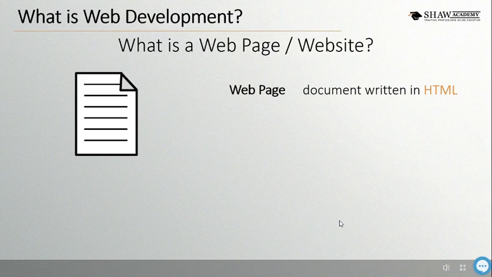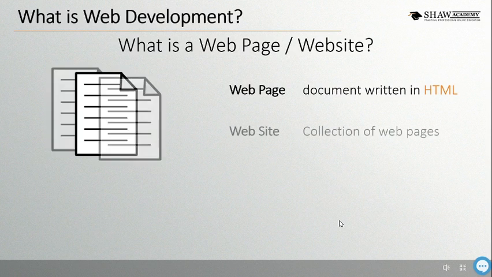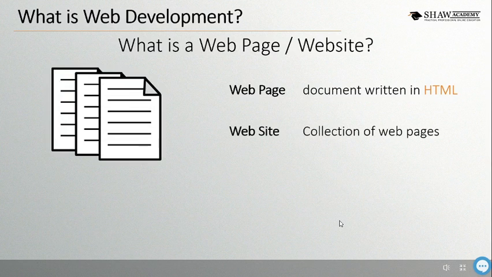A web page is a document that is written in HTML. HTML stands for Hypertext Markup Language, and it is a way of describing content. So a web page simply is a document that is written in this language in such a way that a browser and search engines are able to understand it. A website, on the other hand, is a collection of web pages, and as a result, a collection of HTML pages.